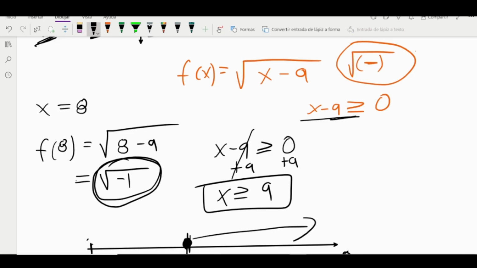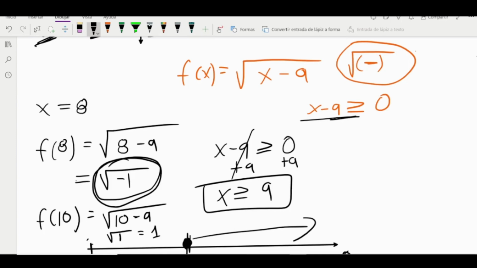So that's the reason. For example, if we put the 9 or a value greater than 9, for example, the 10, okay? If we say the square root of 10 minus 9, well, here the result is going to be the square root of 1. That's possible to calculate, okay? Square root of 1 is 1, okay? So this is the idea that you need to understand.